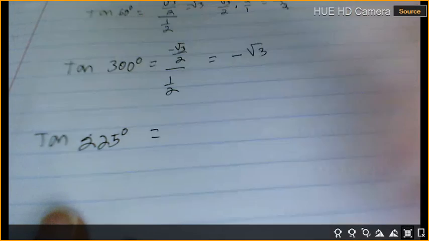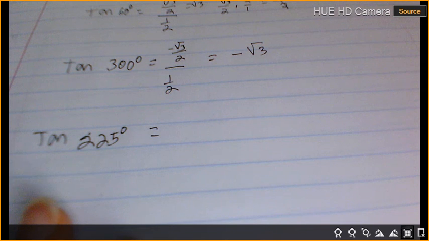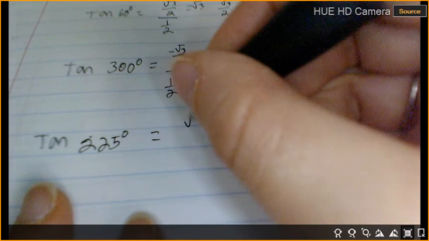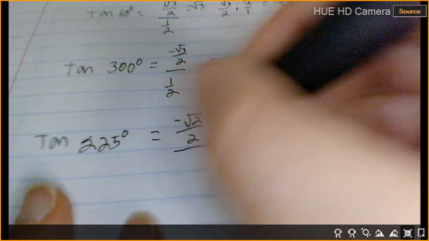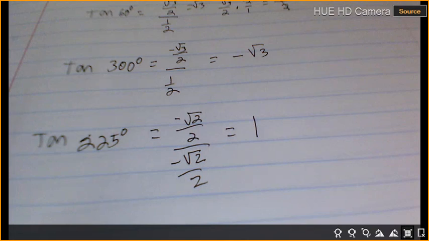Okay. How about one more? Tan of 225. What's the tangent of 225? It is 1. Negative square root 2 over 2 divided by negative square root 2 over 2 gives us 1. So I do want you to watch those negatives and positives.